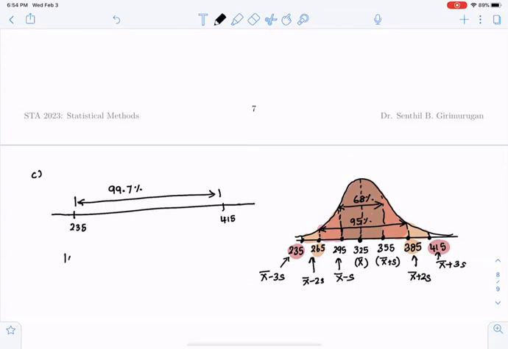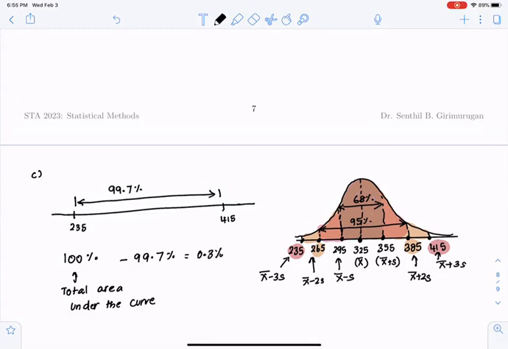So you have total area, 100%, minus 99.7%, you get 0.3%. And now if someone asked you, well, what percent lies just above 415? Well, it has to be exactly half of it, so it would be 0.15%, and the same over here, 0.15%. And as you can see, if you add all those values, it would add to 100%.